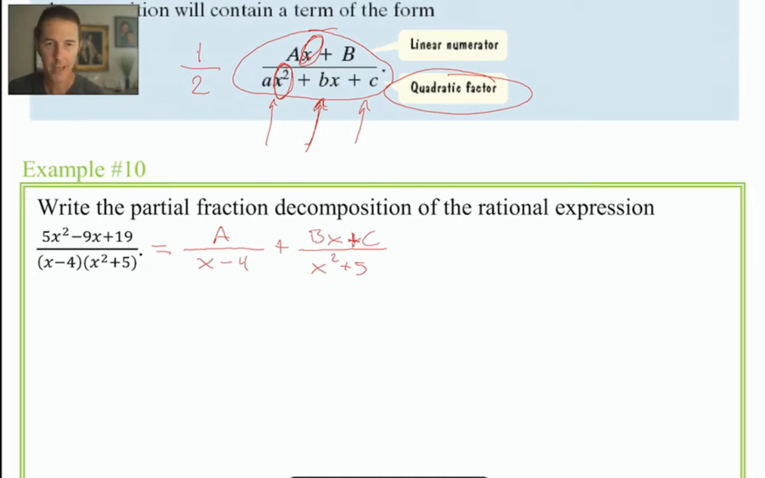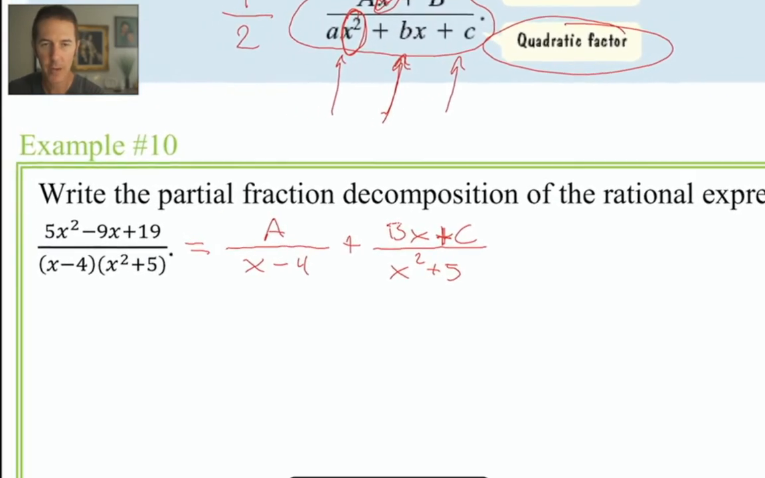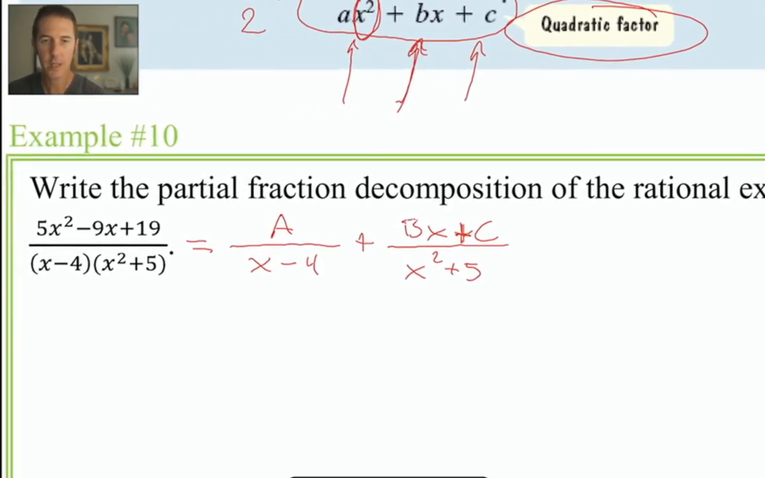Right? Because it has to have that x to the first power in it, and the plus c gives us the opportunity for there to be a number after it, just like y equals mx plus b. This is bx plus c. That is a linear first degree factor in the numerator.